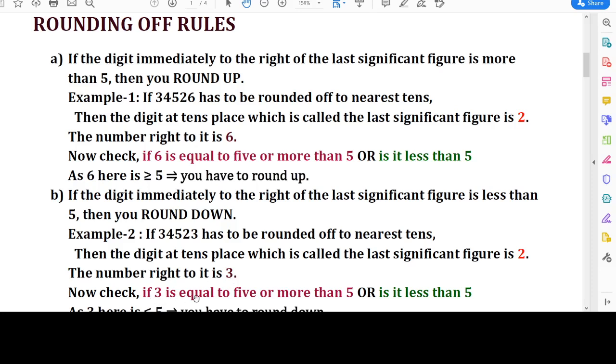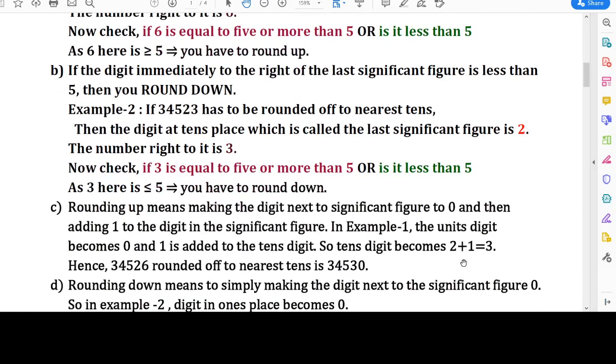Now check if 3 is equal to 5, less than 5 or more than or equal to 5. When we check here, 3 is clearly less than 5. When 3 is less than 5, then you round it down. When it is less, you round it down. If it is more than or equal to 5, we round up. Okay. So now you know the meaning of rounding up and rounding down. Now coming to the next rule.